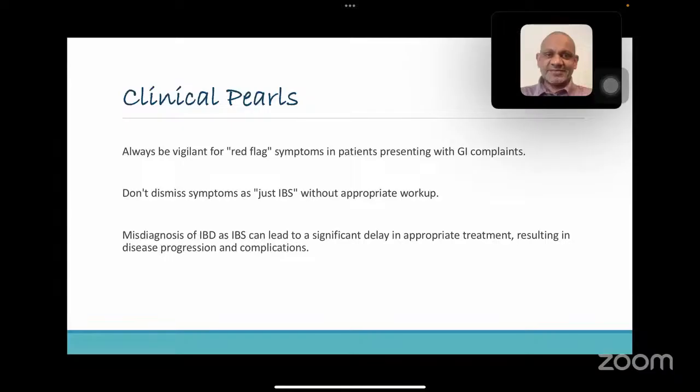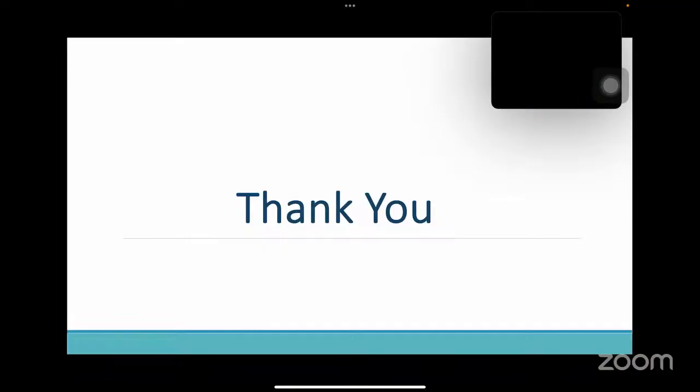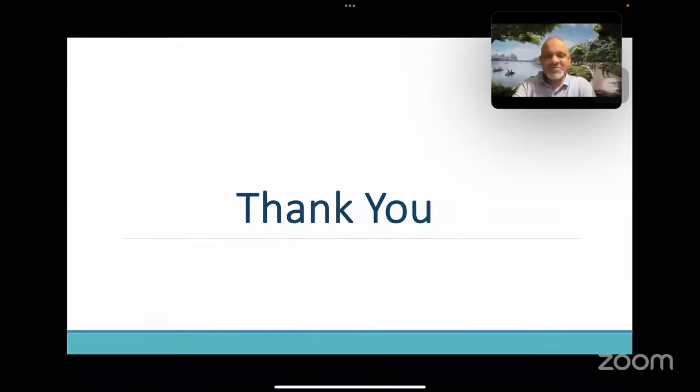So to wrap up the presentation, this is the final slide. I want to leave you with 3 key takeaways from this case. First, we should always remain vigilant for red flag symptoms in patients presenting with GI symptoms. Secondly, avoid dismissing symptoms as just irritable bowel syndrome without appropriate workup. And finally, misdiagnosis of inflammatory bowel disease as irritable bowel syndrome can delay appropriate management, which increases the risk of complications and worsens long-term outcomes. So this is the end of my presentation. If anyone has any new information or any idea to share, please feel free.